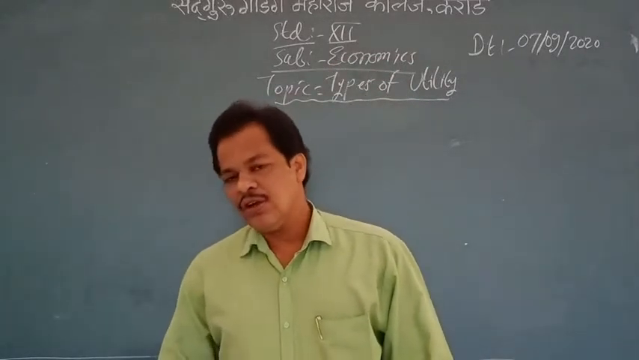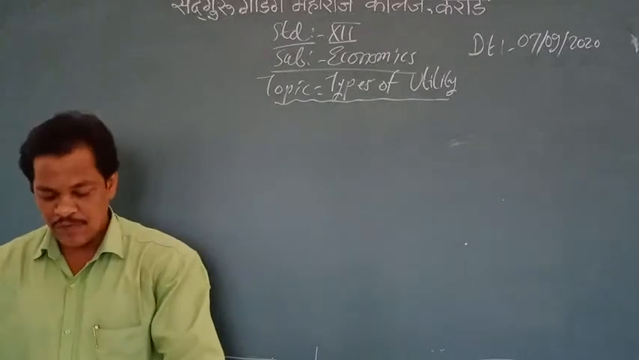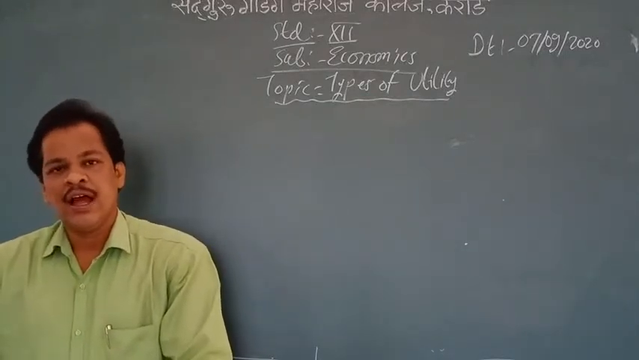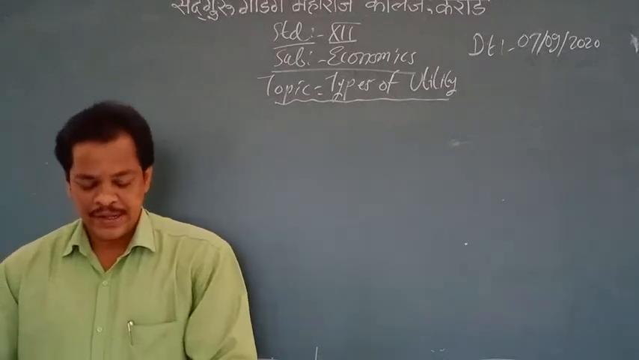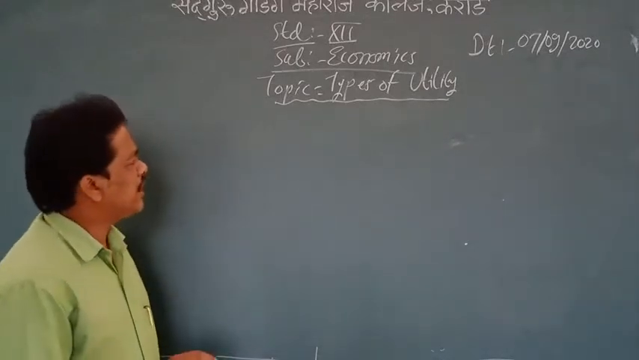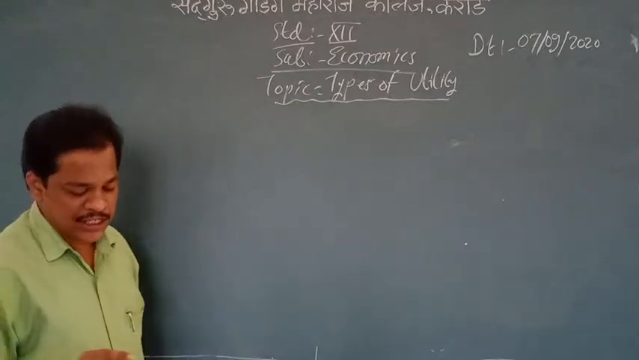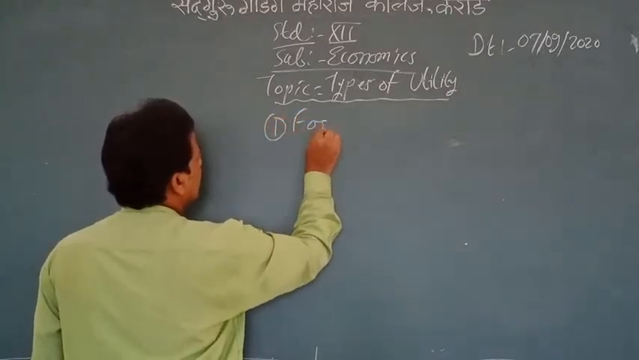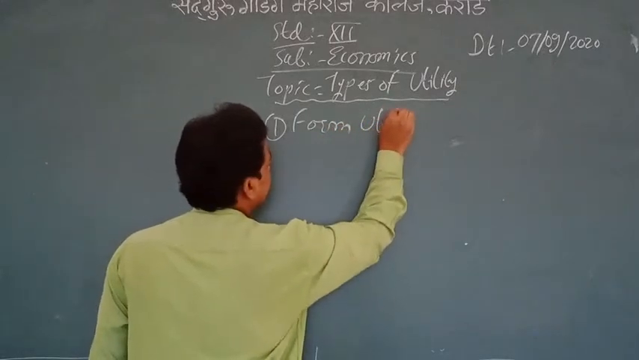In my last lecture, we started about types of utility. Here, in this lecture, I am going to explain all these 6 points one by one. Now, first point, when you are going to see about the types of utility, the first type is form utility.